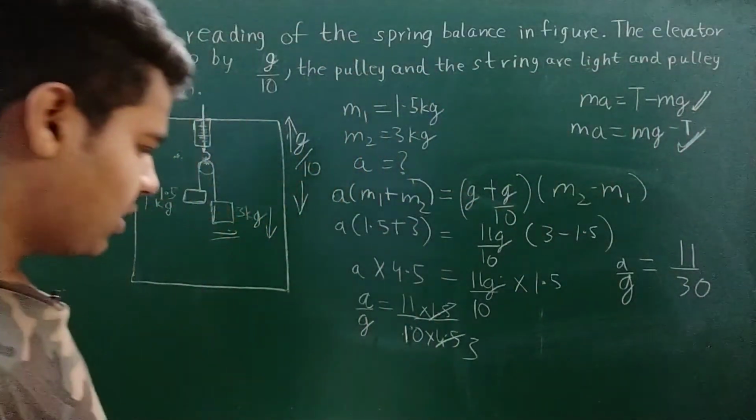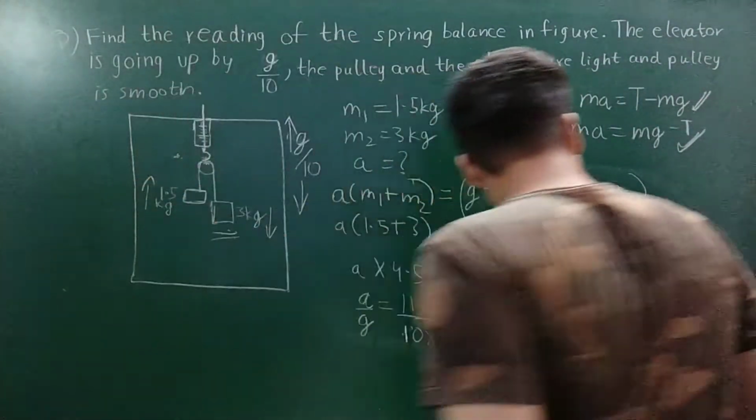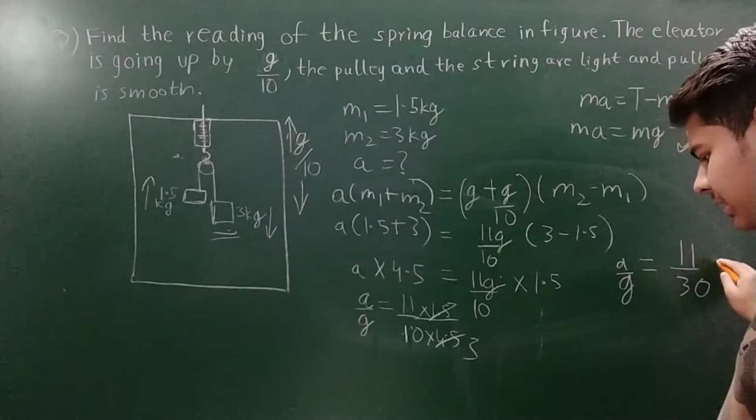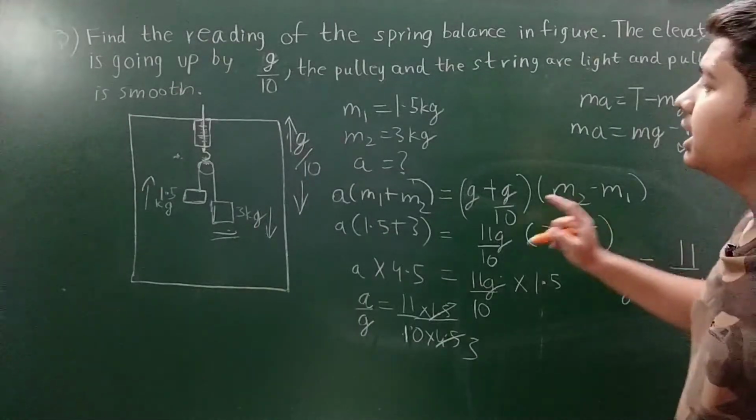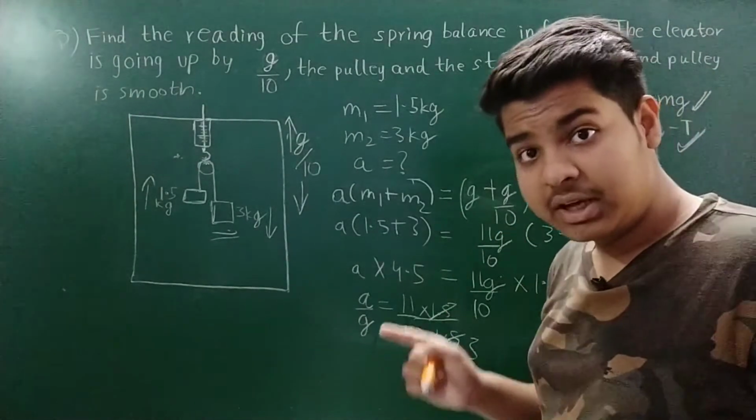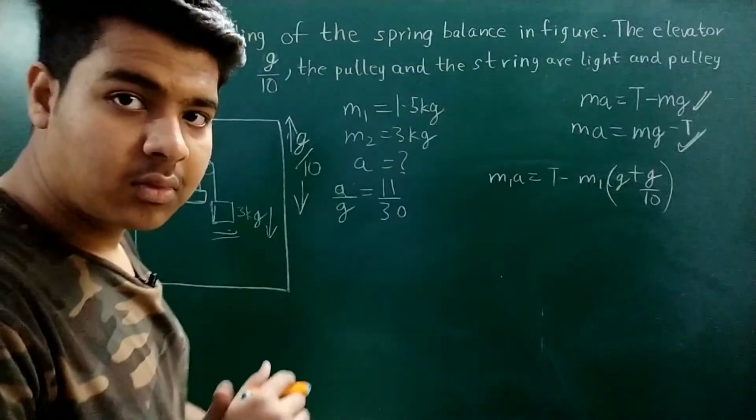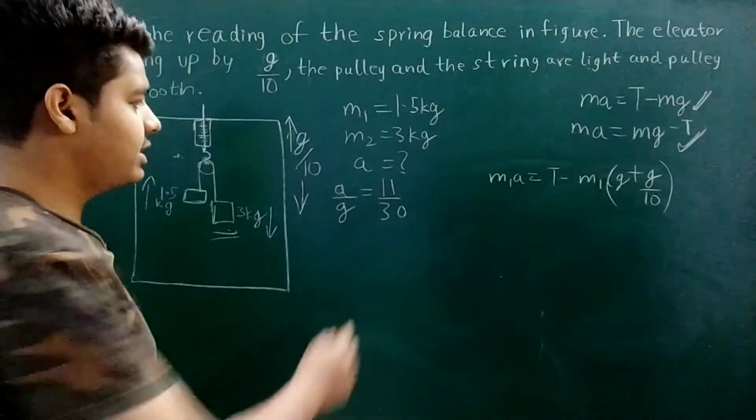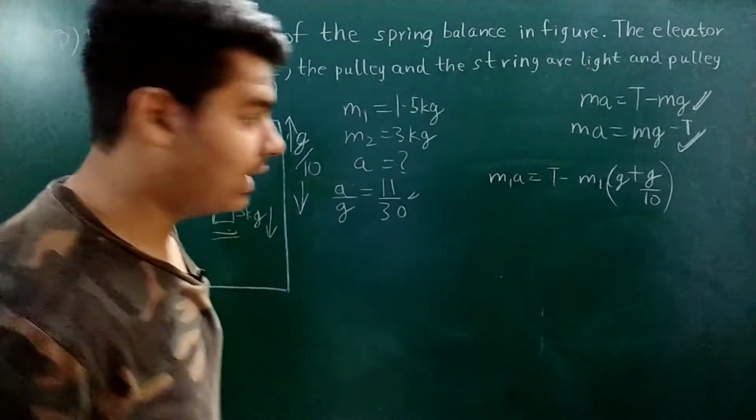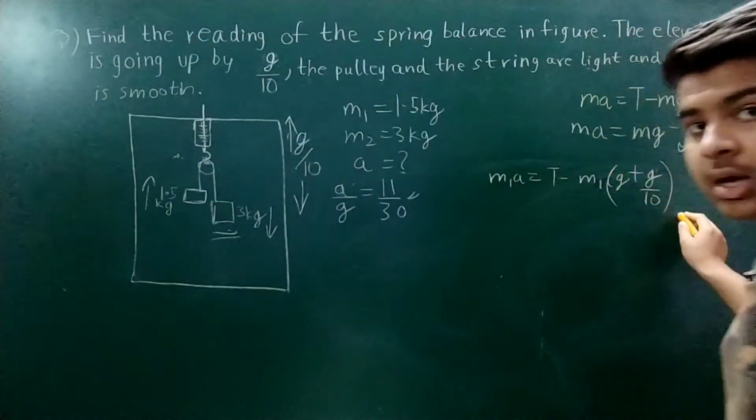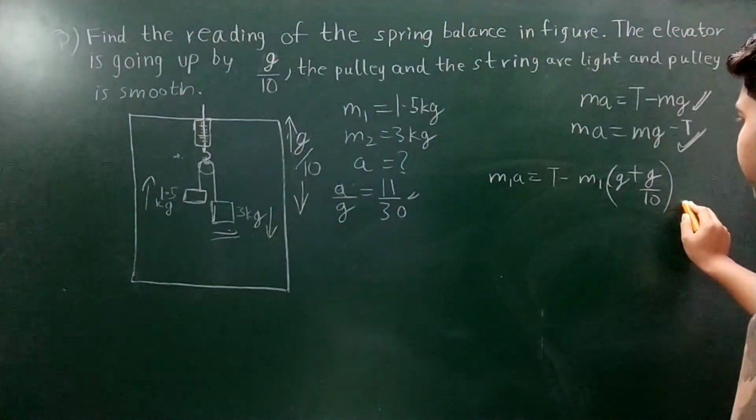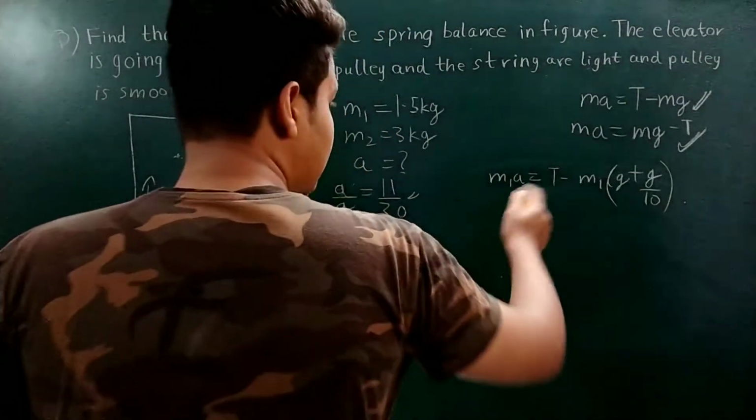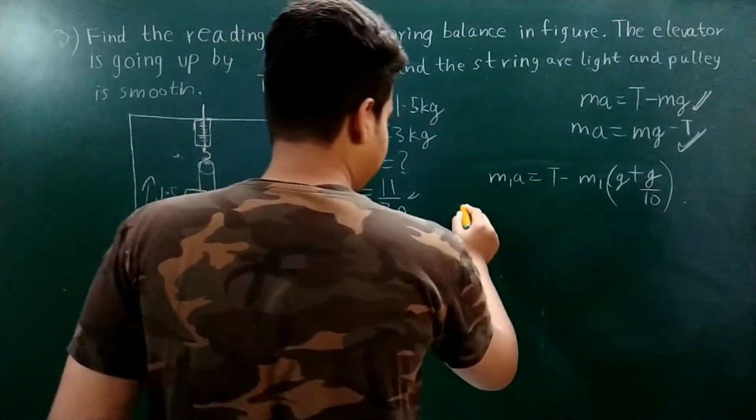Okay. So what we now do, using this formula, we will be deriving the tension. We'll first be deriving the tension. So coming back to the question, we had the ratio A by G equal to 11 by 30. We have derived it, and the first equation was M1A is equal to T minus M1(G plus G by 10). So from here I'll be getting the value of tension.